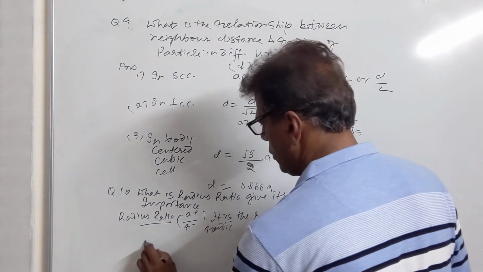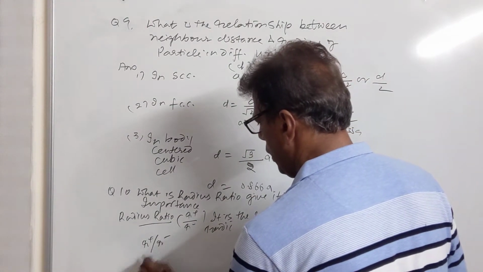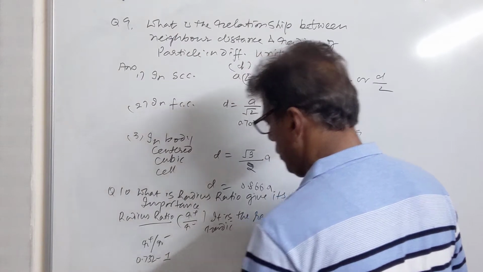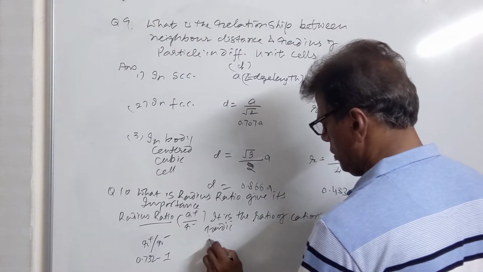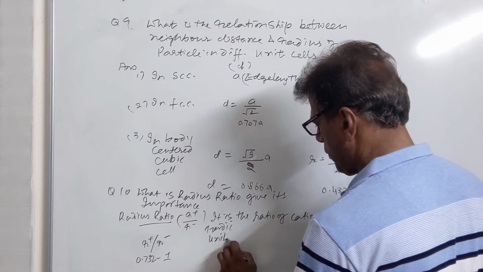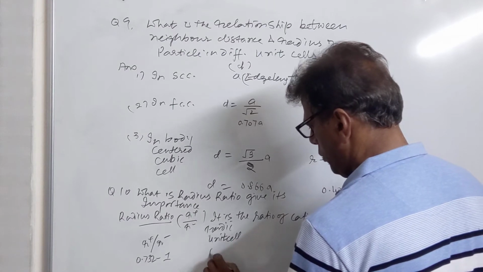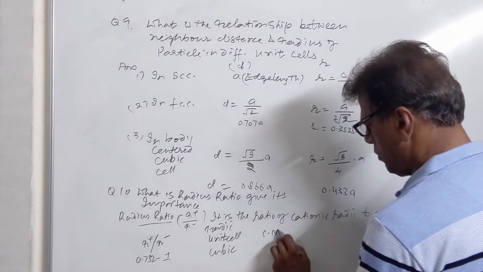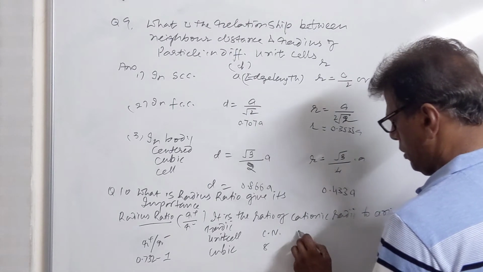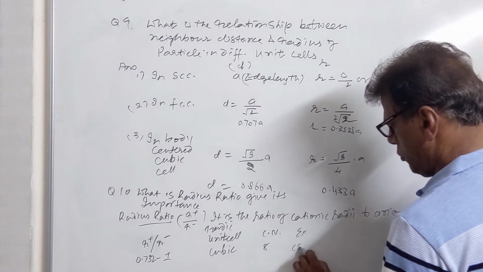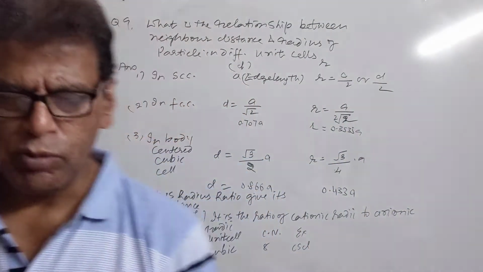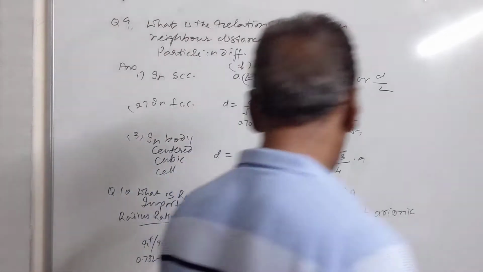If this radius ratio is in between 0.73 to 1, then the crystal unit cell is cubic. Coordination number, if we see, is 8. Example: cesium chloride is the best example known to us. Cesium bromide is another.